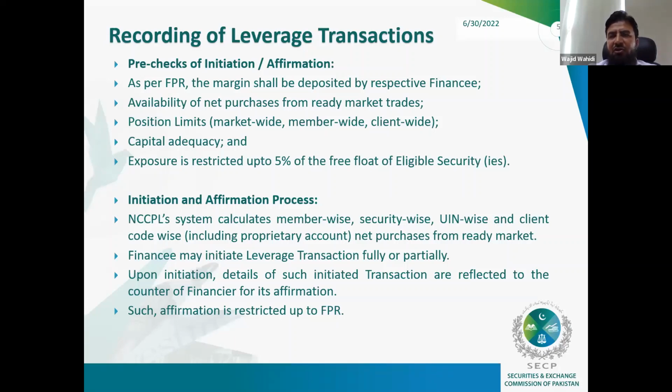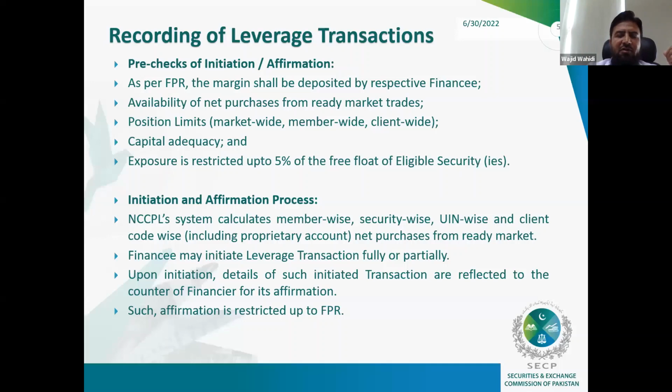Say I have bought 1,000 shares of OGDCL during the day and sold 500 shares, then I bought 1,000 shares, so that balance comes to 1,500 shares. So I can take a facility on 1,500 shares. There should be net purchase in the ready market, and based on that the leverage financing is to be obtained.